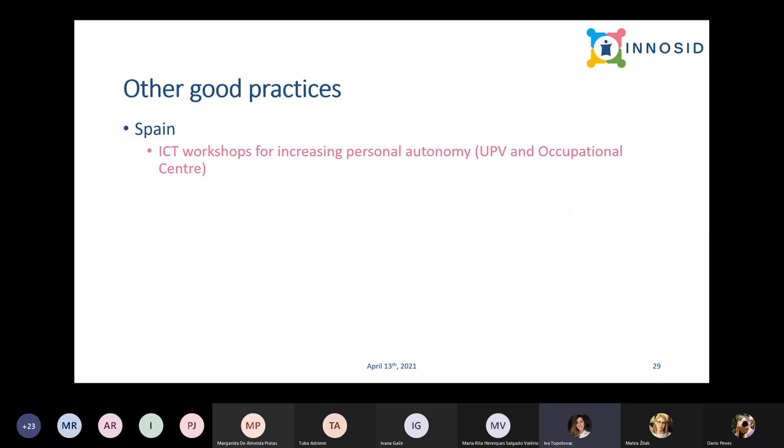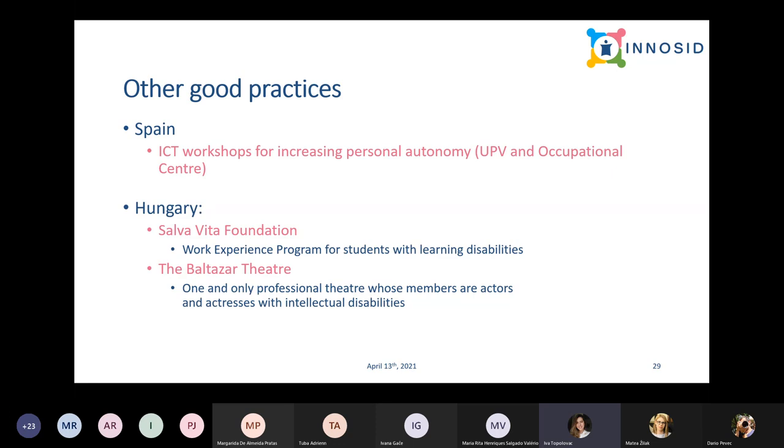Moving on to other good practices regarding employment and preparing people with disabilities for the labor market, we have one example from Spain, which are the ICT workshops for increasing personal autonomy. They are conducted by the UPV and Occupational Center, and they are related to information technology and social networks. Furthermore, yet another good example from Hungary, there is something called Work Experience Program for students with learning disabilities, where students get opportunity to get familiar with several workplaces. They are visiting those workplaces in small groups and accompanied by a mentor, which eventually helps them decide on their choice of career.